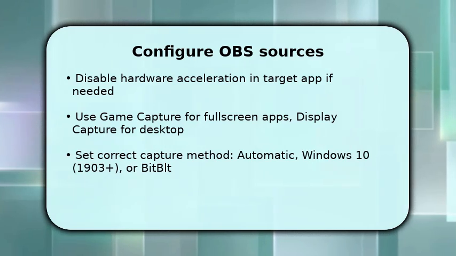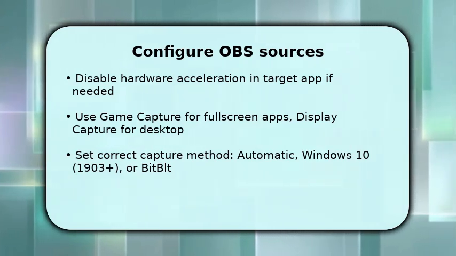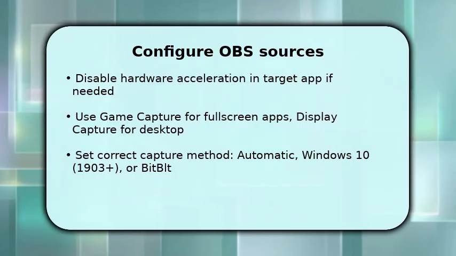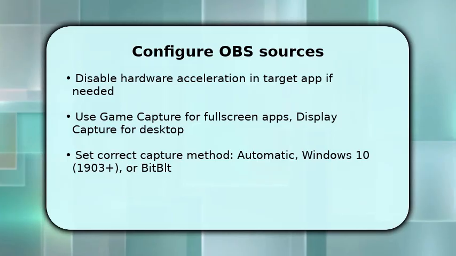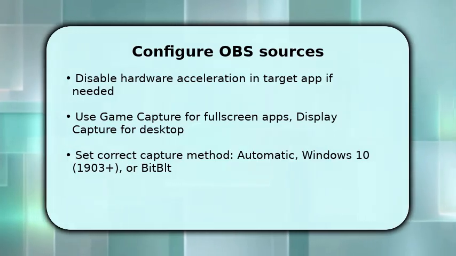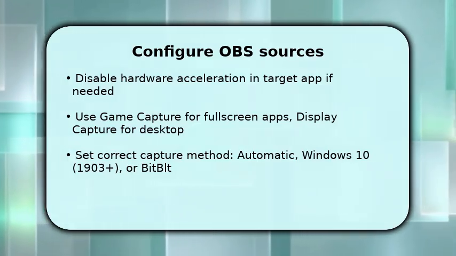Now focus on source types and capture methods. This is where previews often fail. You will switch capture methods. Try automatic first, then explicitly choose Windows 10 1903+, or BitBlt if automatic fails.